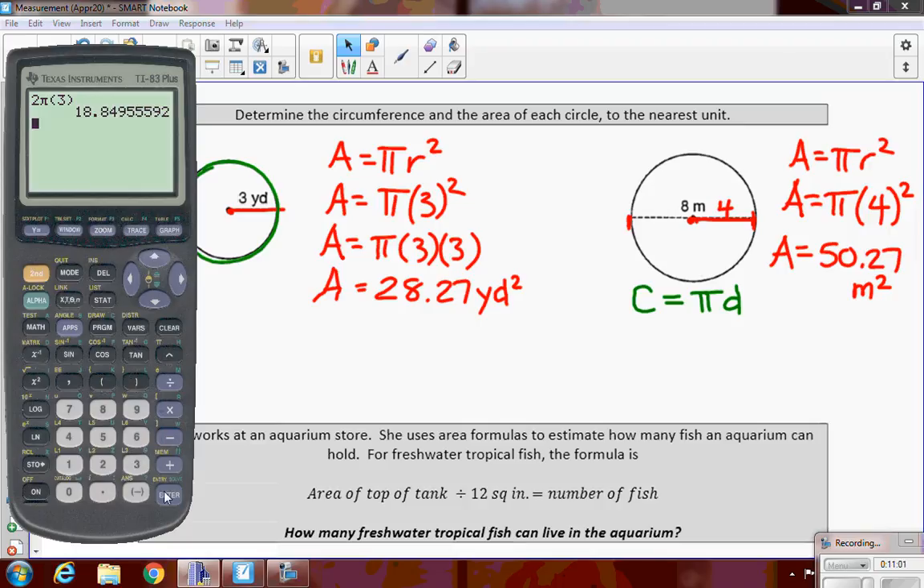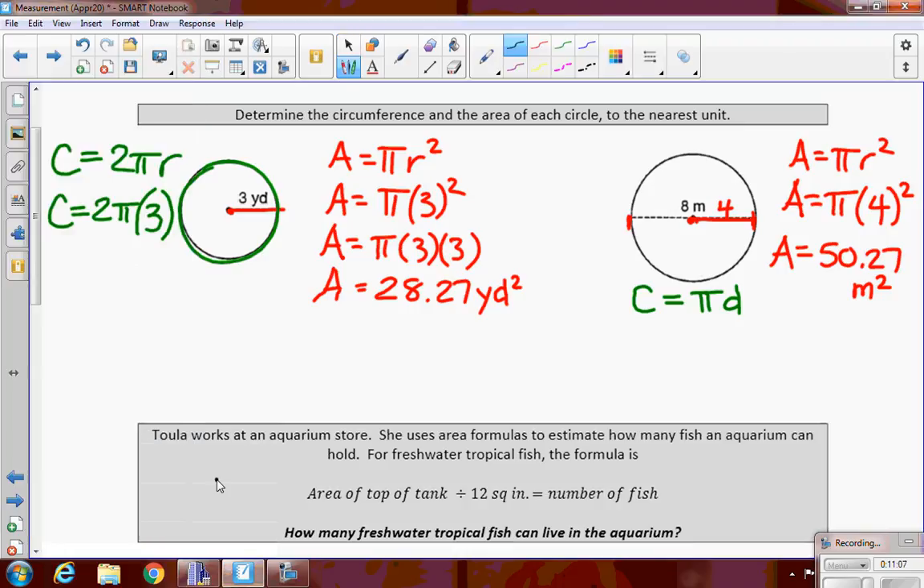My radius is 3, so the circumference is 18.85 yards. What that means to us is that if I was to put a string all the way around this circle and then stretched it out straight, it would be 18.85 yards long.